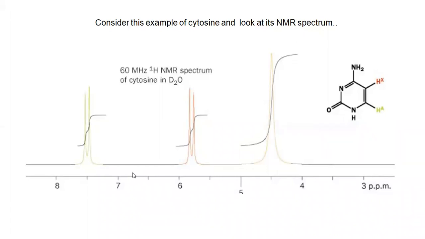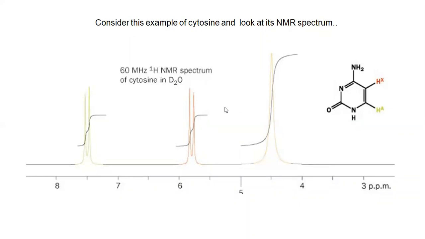We are discussing the cytosine NMR spectrum, and we are more interested in these two protons, which are colored and labeled as HA and HX. This HA couples with HX and appears as a doublet at about 7.5 chemical shift delta value, in parts per million. This scale is parts per million. And this HX would also couple with this HA, and by the n plus 1 rule, this will also split as a doublet.